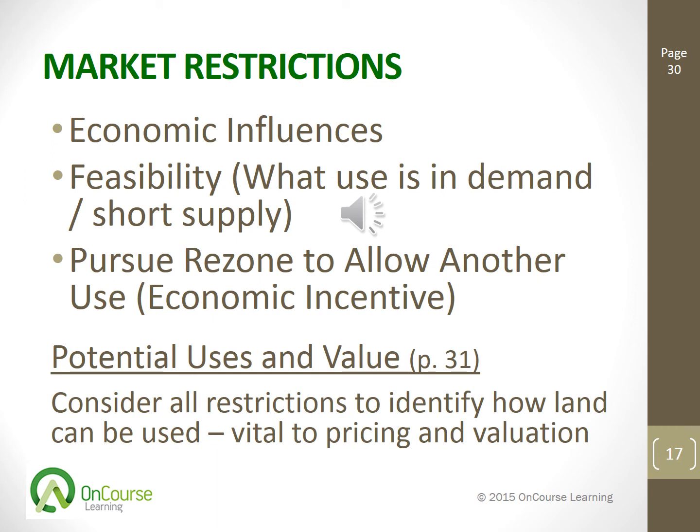Feasibility: what use is in demand and short supply. There are some places, and I've been told that Houston, Texas, for instance, does not have any zoning. It's all done by highest and best use, or they limit things. If you want to build a shopping center on a commercial area, and they don't want you to, they'll give you one access curb cut. So you can't get anybody in and out, and so it becomes not feasible to develop. Things like that. But feasibility in Southern California is what use is in demand or in short supply.